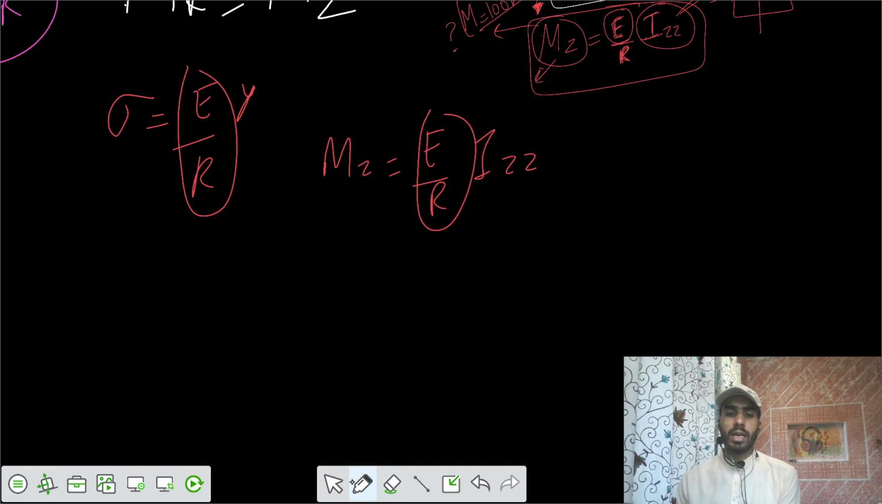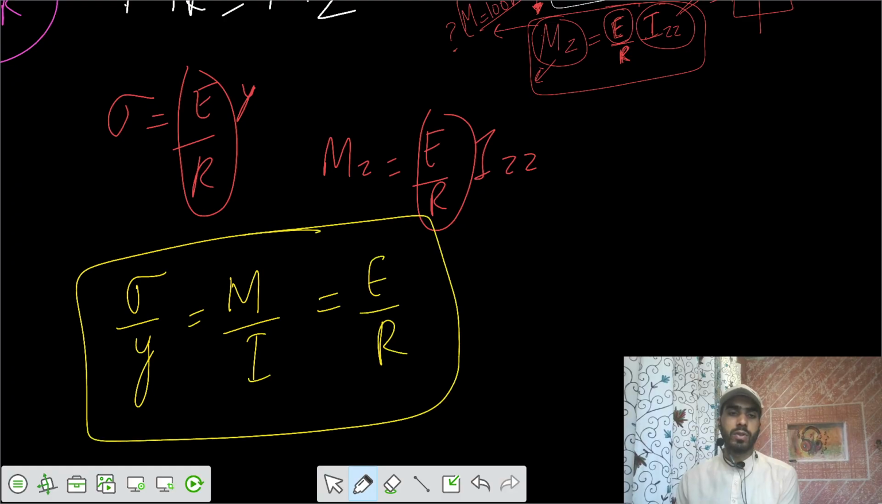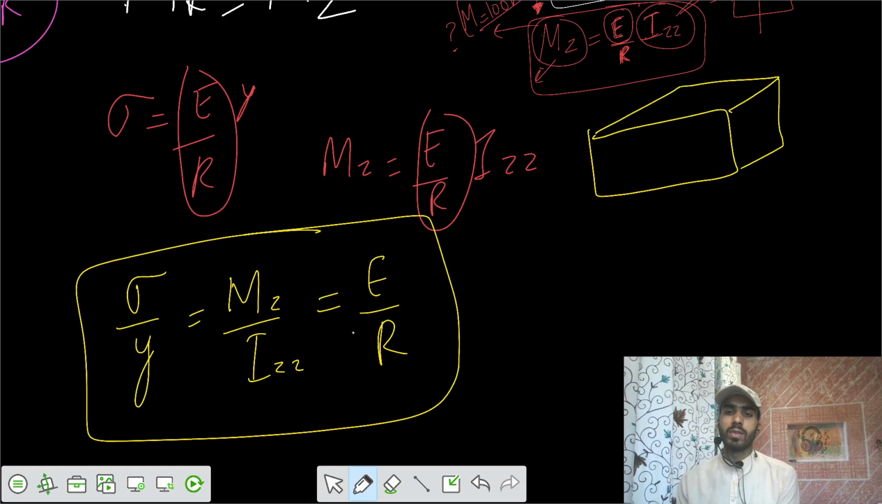If you make a general equation that says sigma by y equals M by I equals E by R, this is your general equation, that Mz by Izz, you can keep it as it is. Similarly, if you are dealing with the moment in Y, so this was your ZZ axis. Now if you are applying moment in Y direction, you are applying moment MY.